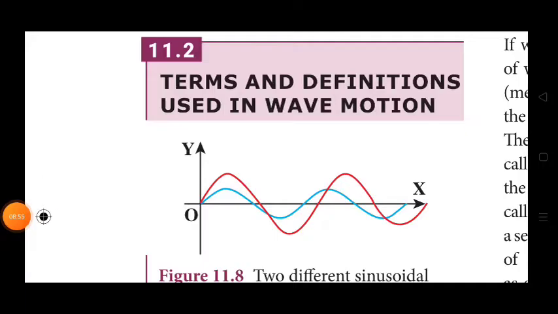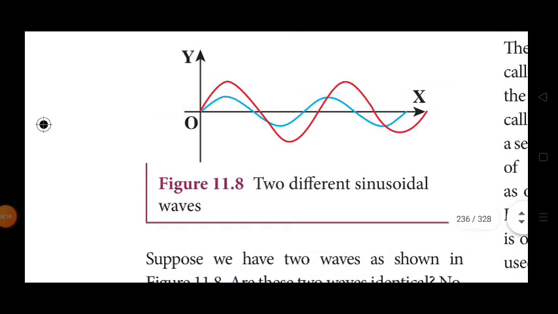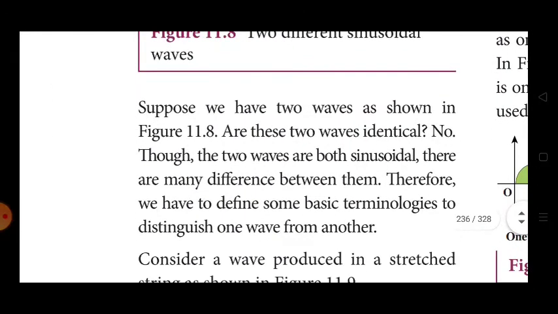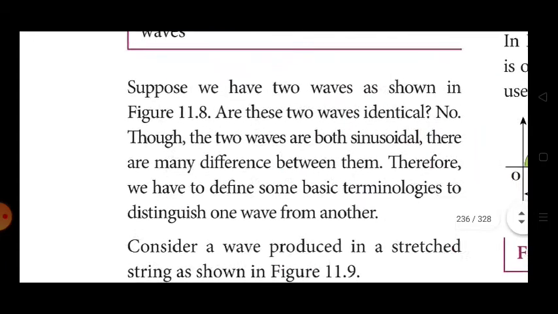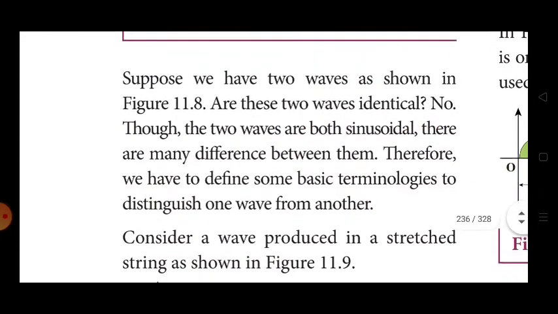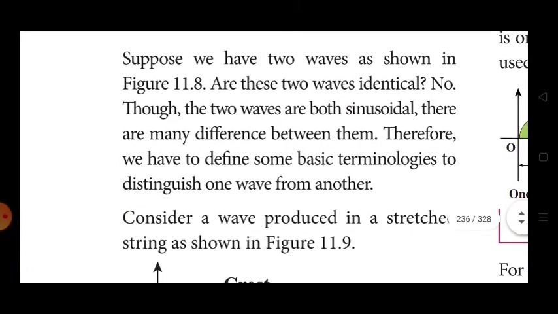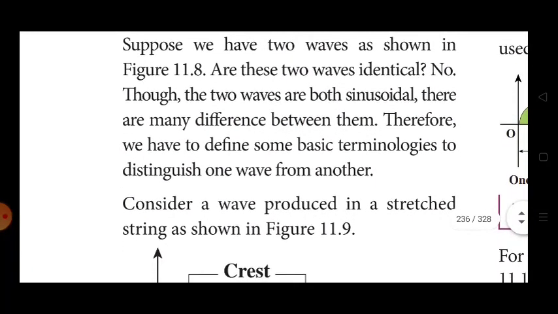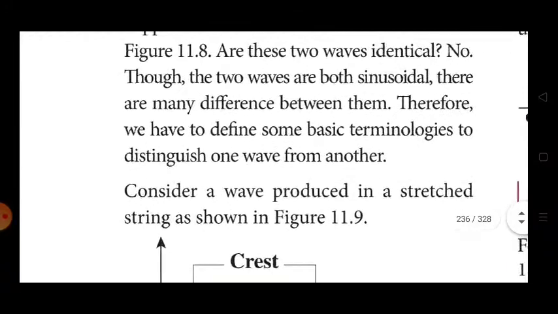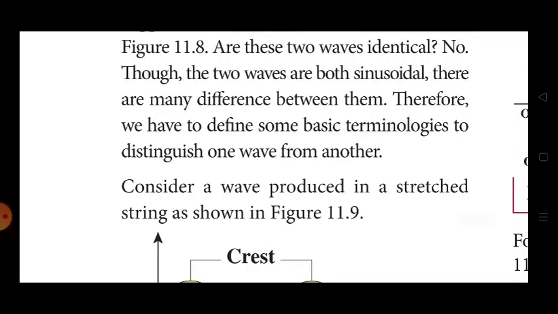Terms and definitions used in the wave motion. Suppose we have two waves, and those waves are identical. Now the two waves are both sinusoidal. There are many differences between them. Therefore, we have to define some basic terminologies to distinguish one wave from another.